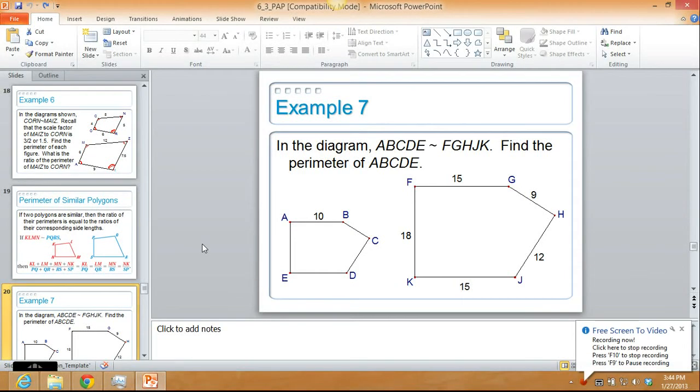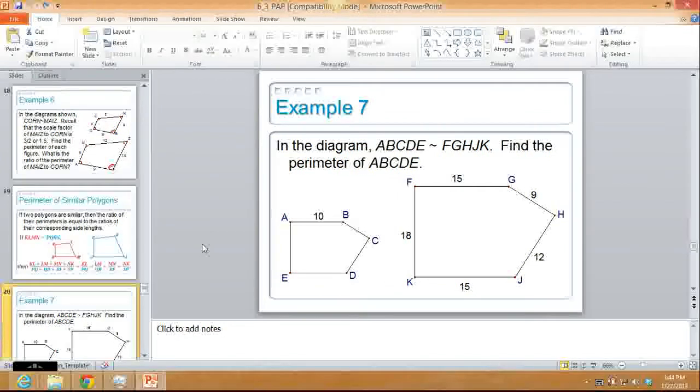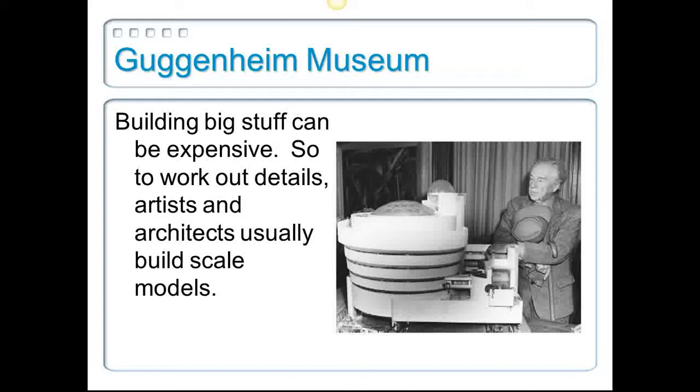Okay, in example 7, we're going to use the information about the perimeter of similar polygons, being that the perimeters can use the same scale factor as the sides, and we'll make a proportion and do that. So example 6, we kind of discovered it. The last slide you got a formal definition, and we'll use it one more time here. So let's get into the program.